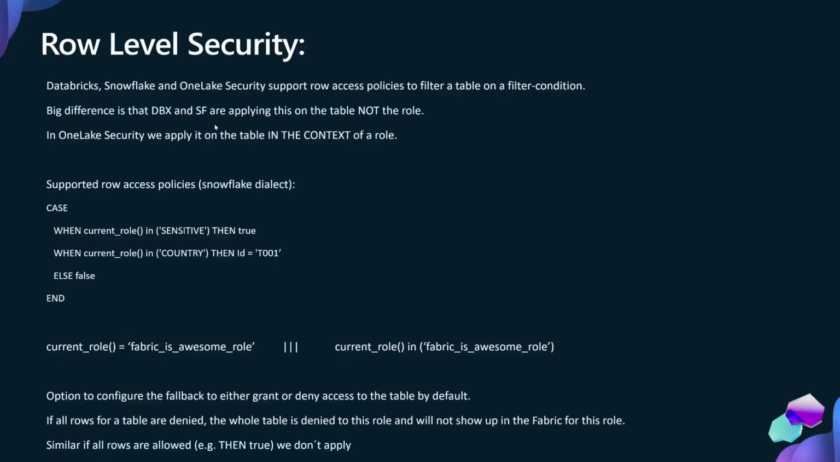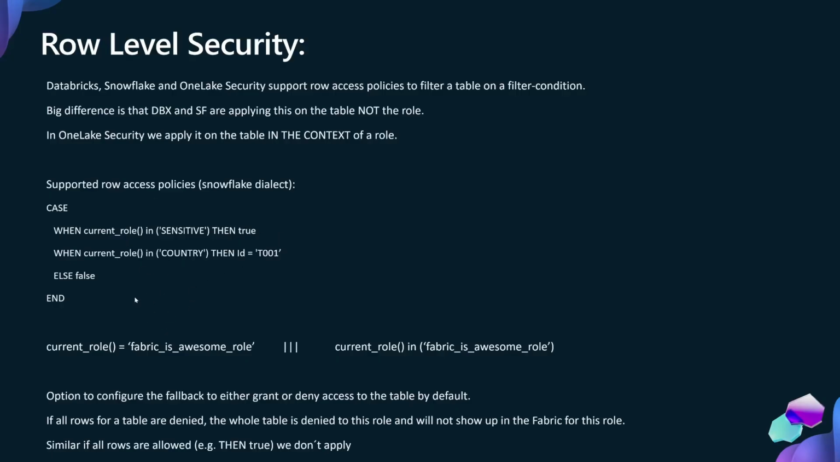Row level security also works a little bit differently in these platforms. All of them support row access policies to filter a table on a specific filter condition. The big difference is that Databricks and Snowflake apply this on the table and not to a specific role at that point in time. In OneLake Security, you always apply it on a table, but in the context of a role. So it's always a role-table combination where you set a filter. In the other platforms, it's built into the policy: you set it on the table and specify in the policy that for different roles, different filters apply.